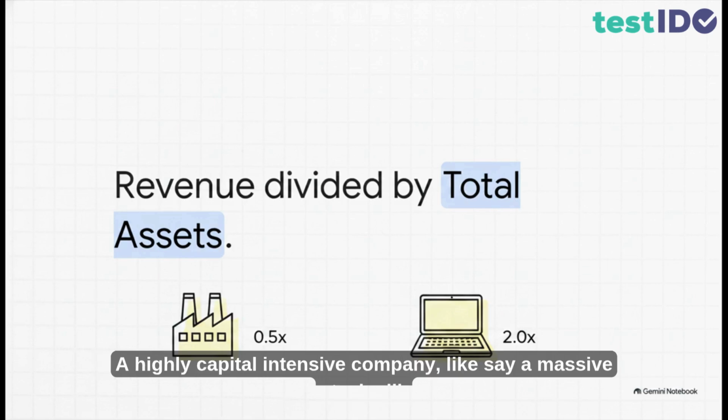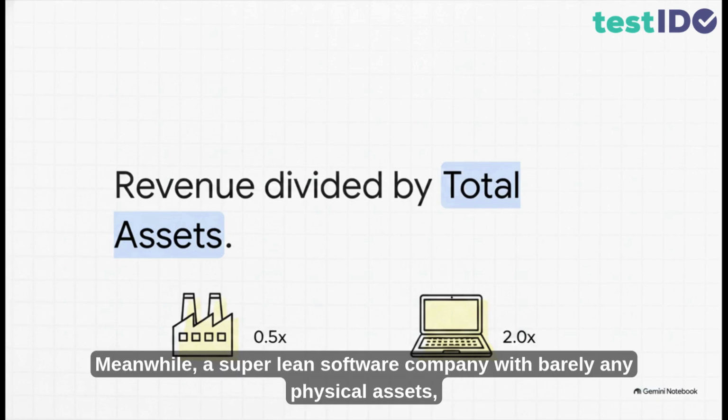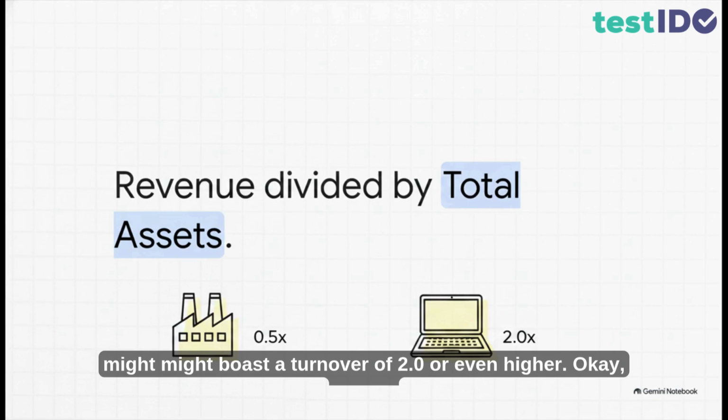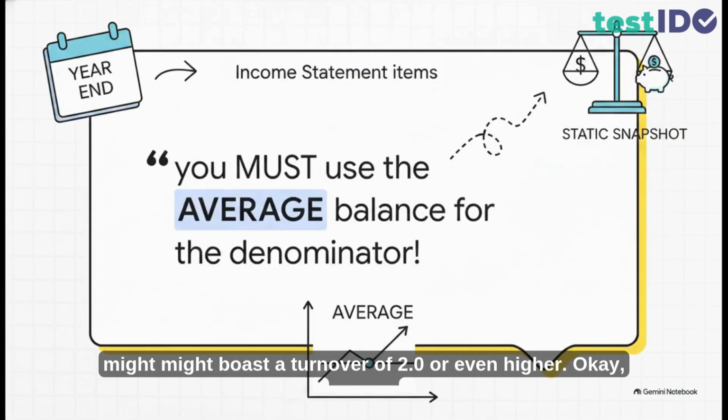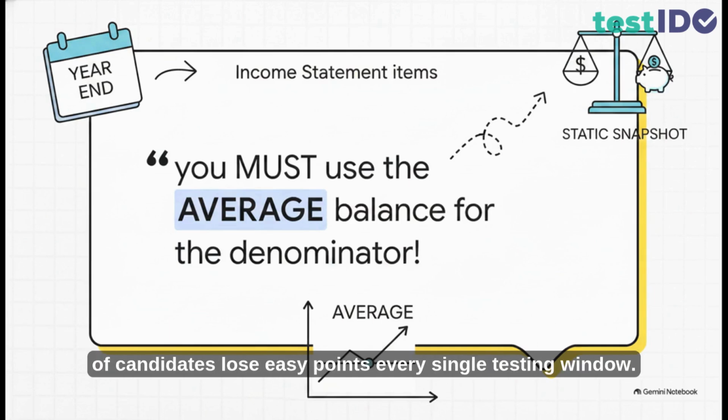A highly capital-intensive company, like, say, a massive steel mill, might have a turnover of maybe 0.5. Meanwhile, a super lean software company with barely any physical assets might boast a turnover of 2.0 or even higher. Okay, pause. Lock this next part in because this is crucial CMA trap number 2, and it is exactly where thousands of candidates lose easy points every single testing window.